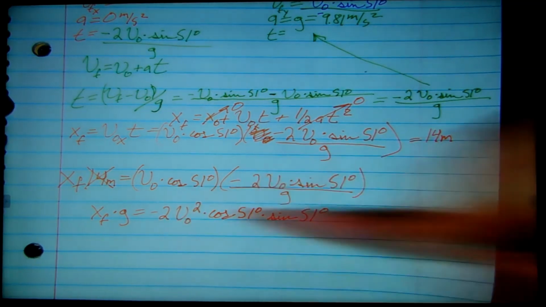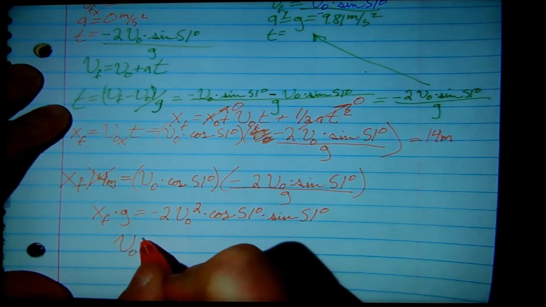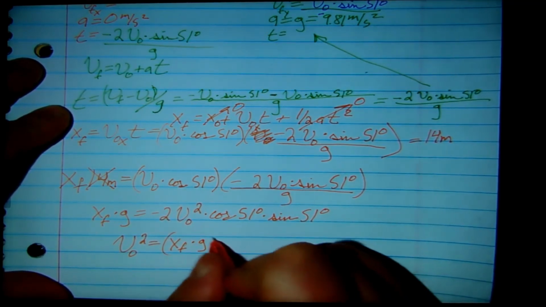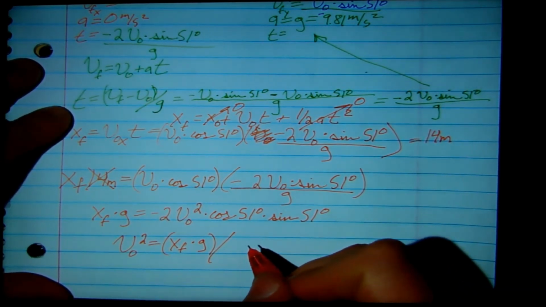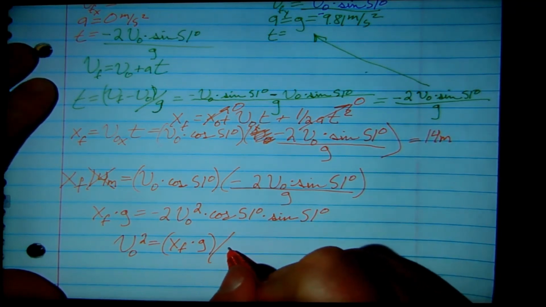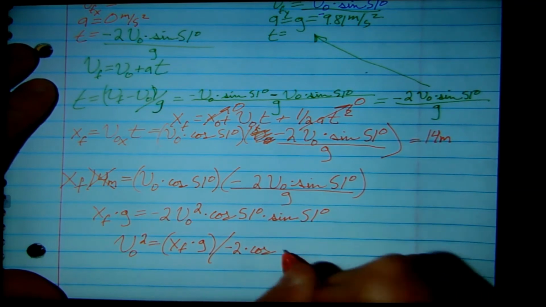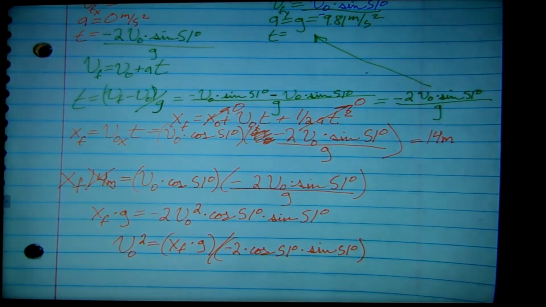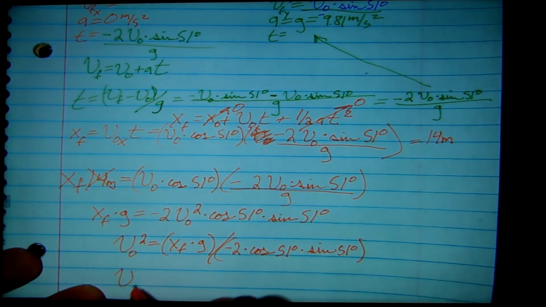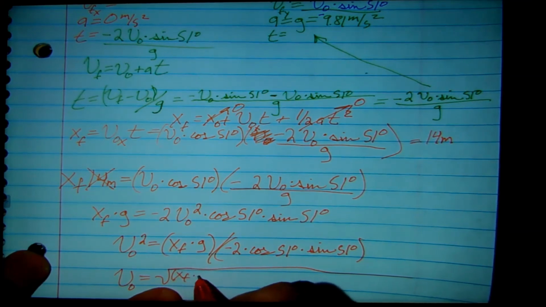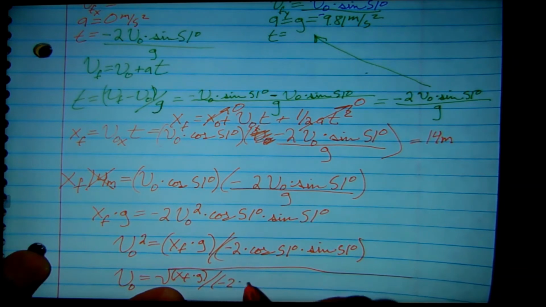Alright, so now we got to get that initial velocity by itself. So initial velocity squared is equal to the final position times gravity. That quantity is going to be divided by, that's going to come over, so this will be -2 times cosine of 51 degrees times sine of 51 degrees. So we ultimately end up with the initial velocity is going to be equal to the square root of final position in the x direction times gravity divided by -2 times cosine 51 degrees times sine 51 degrees.